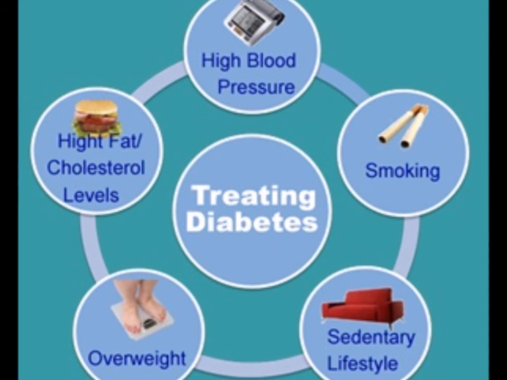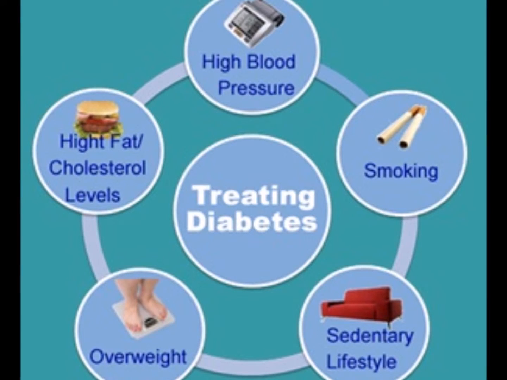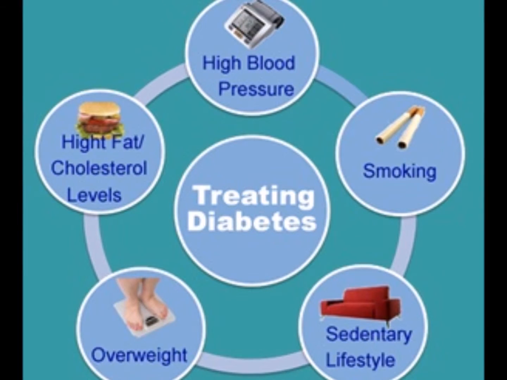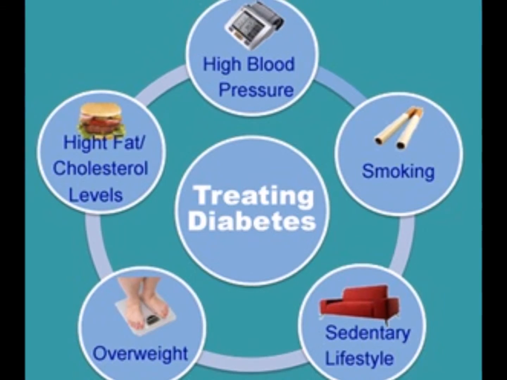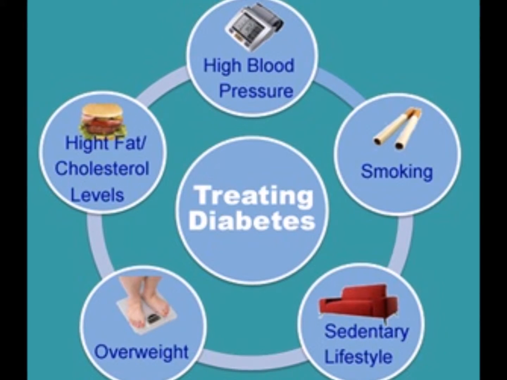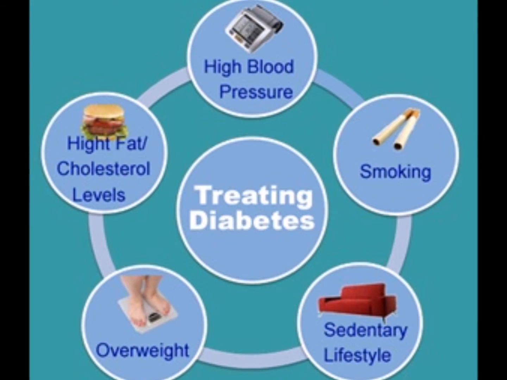Gestational diabetes. Gestational diabetes is a temporary condition that occurs during pregnancy. This type may increase future risk of developing diabetes for both the mother and child.